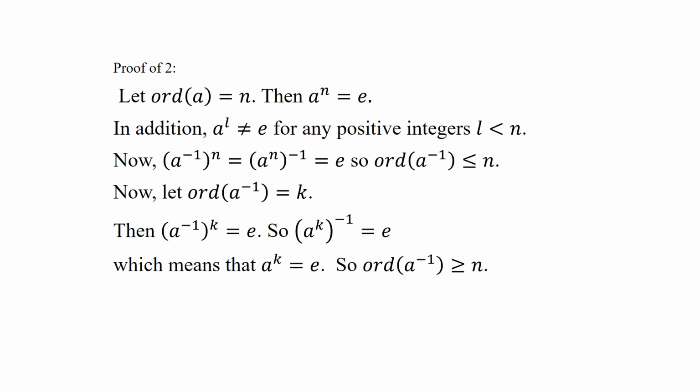Now, let's think about what this means. I've taken a, I've raised it to a positive integer power, I get the identity. Now, the order of a is the smallest positive integer that does that. k does it, and therefore the order of a must be less than or equal to k. So the order of a inverse is greater than or equal to n, the order of a.